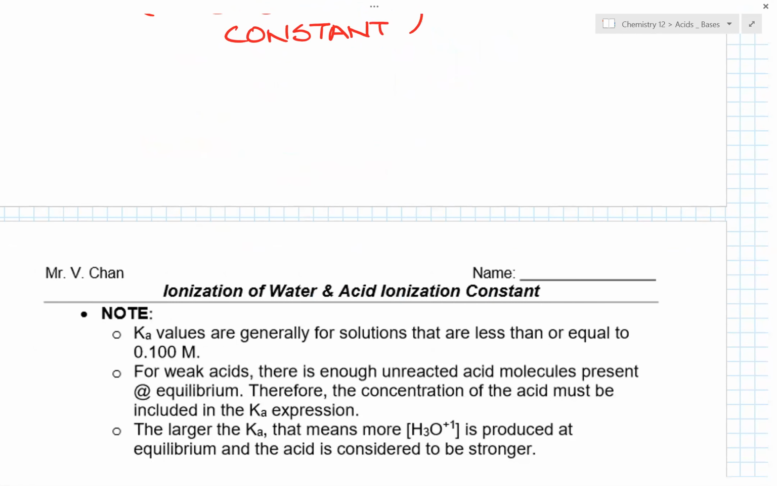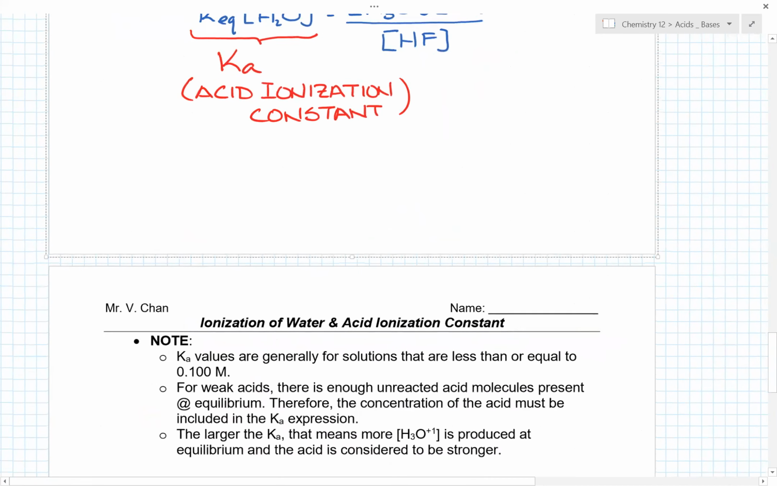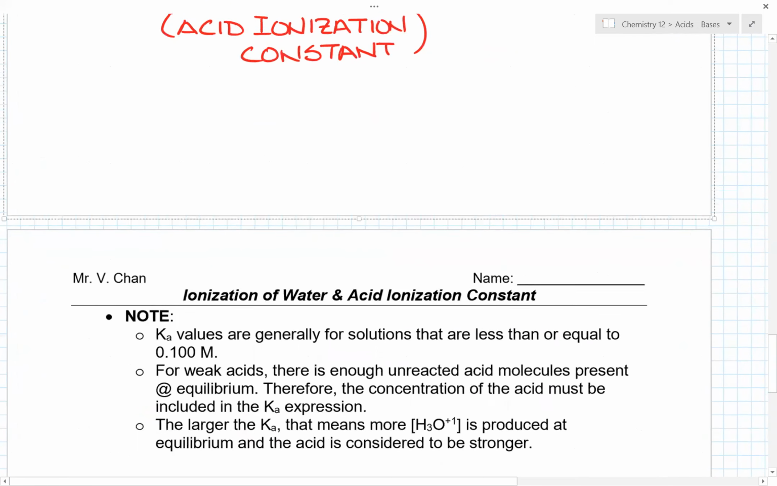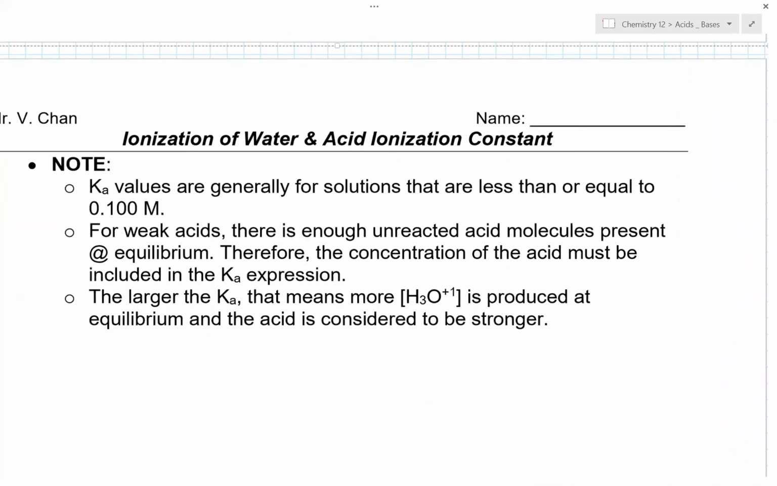Ka values are generally for solutions that are less than or equal to 0.1 molarity. Notice we kept the HF concentration in the equation. So for weak acids, there's enough unreacted acid molecules present at equilibrium. Therefore, the concentration of the acid must be included in the Ka expression. The larger the Ka, that means more H3O plus is produced at equilibrium, and the acid is considered to be stronger. Now, why?